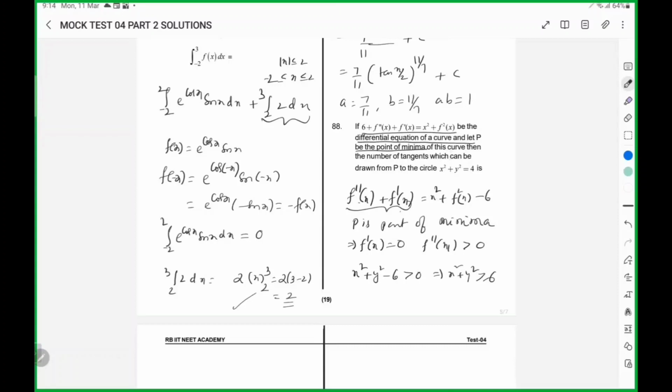Now, here it is given circle is this. The point where it lies outside. This is only radius 2. Here, for the given condition, points lie outside. Once they lie outside, two tangents can be.